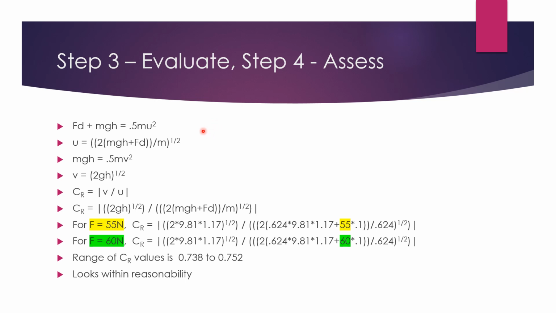As stated before, we solve for the initial velocity. Then we solve for the final velocity. Then we divide the final velocity by the initial velocity. We plug values in and end up with 2 equations for CR, one where force is 55 newtons and one where force is 60 newtons. We solve for CR both times and find that the acceptable range is from 0.738 to 0.752. This looks within reasonability. Note that this smaller CR value came from when the force was bigger, and this bigger CR value came from when the force was smaller.